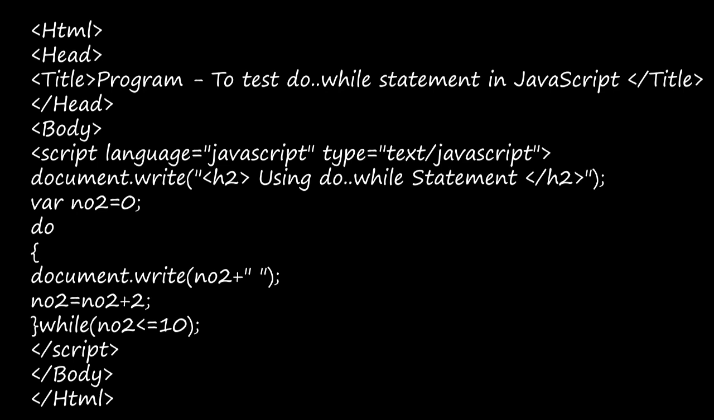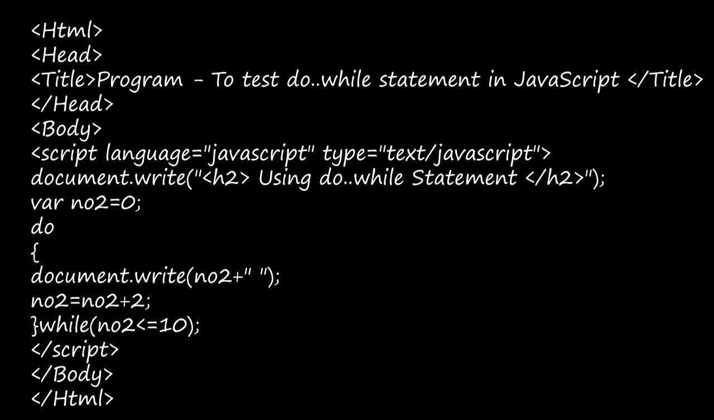So it will do first and then it will check the condition. Do while, right? So first the value of no2 is 0, right? So 0 and space will be displayed there, and the no2 value is no2 plus 2. So no2, 0 plus 2 is 2. The value of no2 is assigned as 2.